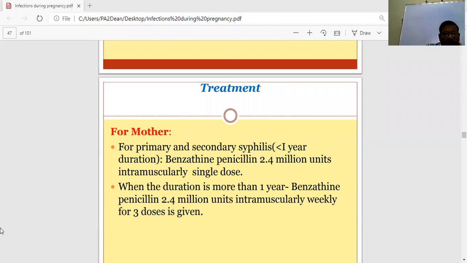Treatment for the mother for primary and secondary syphilis of less than 1 year duration: benzathine penicillin 2.4 million units intramuscularly given in a single dose. When the duration is more than 1 year, benzathine penicillin 2.4 million units intramuscularly weekly for 3 doses is given.